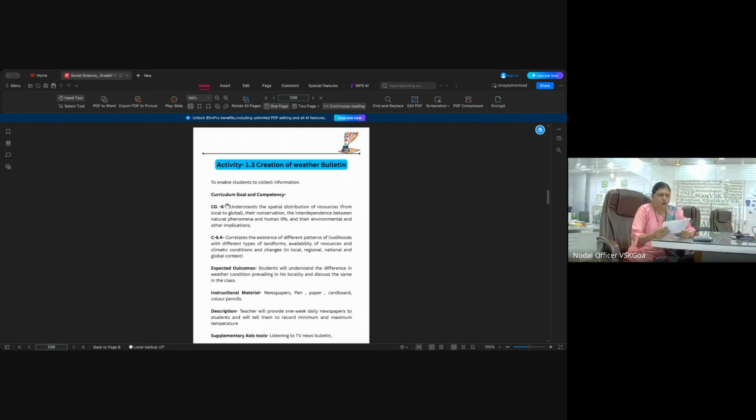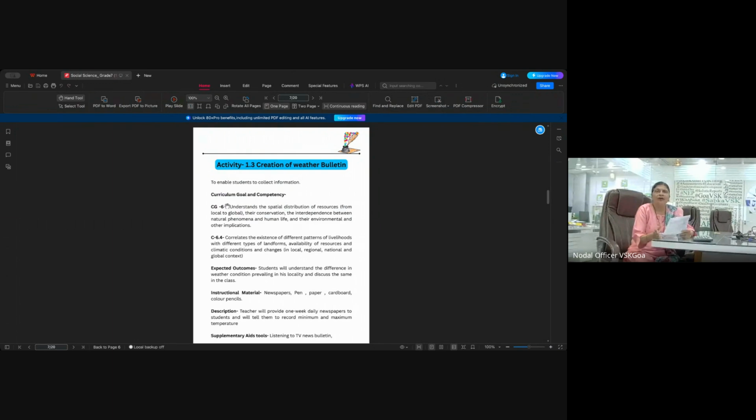For week 2, we have the activity called creation of weather bulletin. The teacher should first explain the difference between weather and climate. Let the child understand what is weather and what is climate. And then the teacher can provide the students the weather record of a particular week and ask them some questions like what is the highest temperature or what is the difference between minimum and maximum temperature.